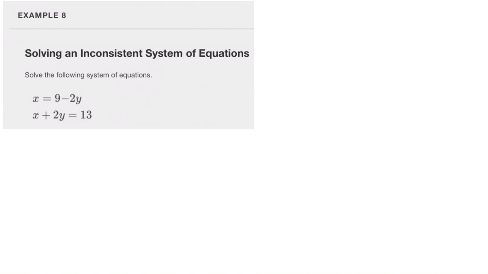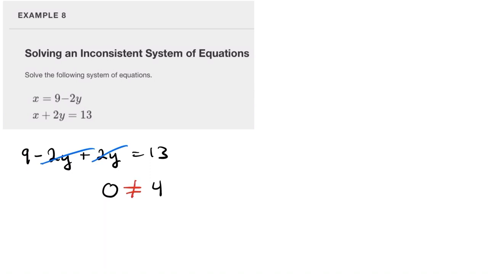Okay. So with this one, notice that they already solved for x, so we might do the substitution method here. Let's try substitution since they've already isolated the x in one of the equations. So let's take the x and plug it into the second equation, and we get 9 minus 2y plus 2y equals 13. A number plus its opposite adds to 0. And if we subtract 9, what is that? 4? 0 is not equal to 4, right?